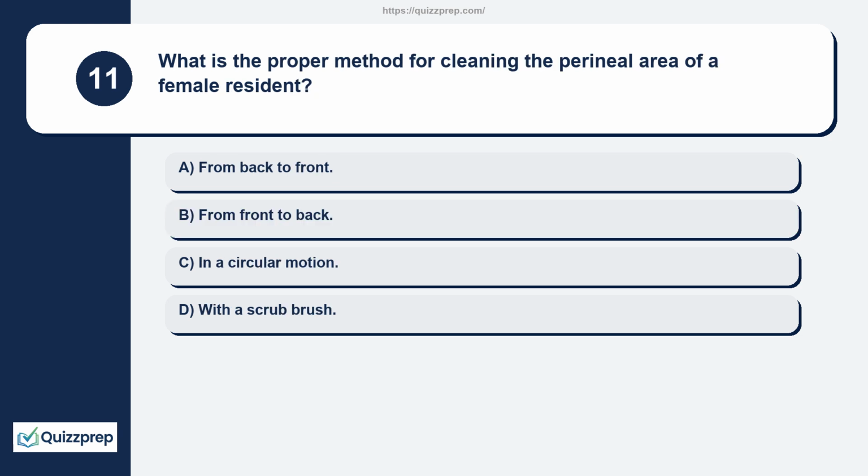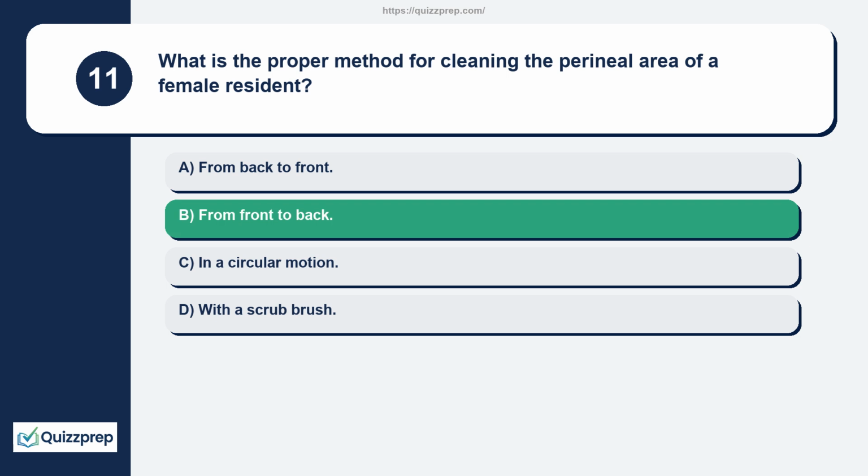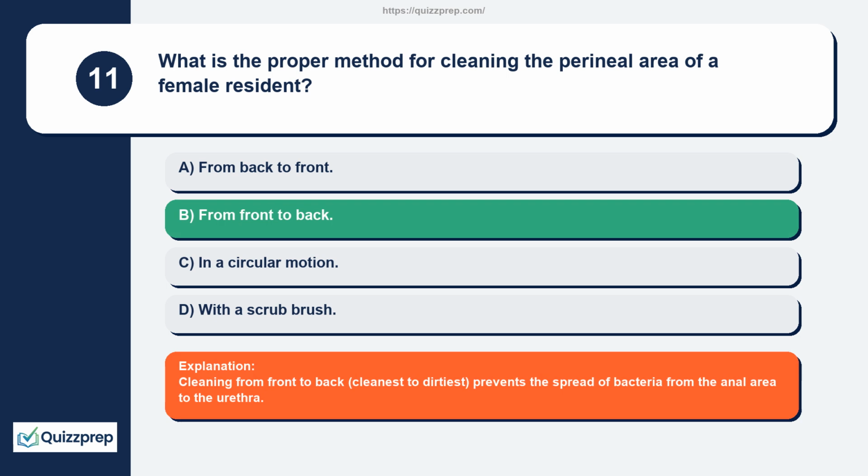Question 11. What is the proper method for cleaning the perineal area of a female resident? From back to front. From front to back. In a circular motion. With a scrub brush. Cleaning from front to back, cleanest to dirtiest, prevents the spread of bacteria from the anal area to the urethra.